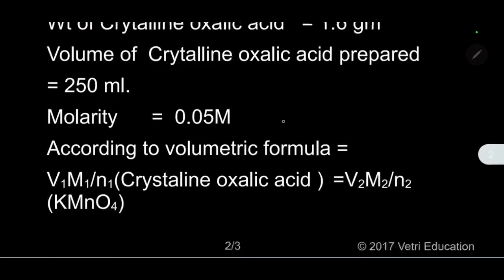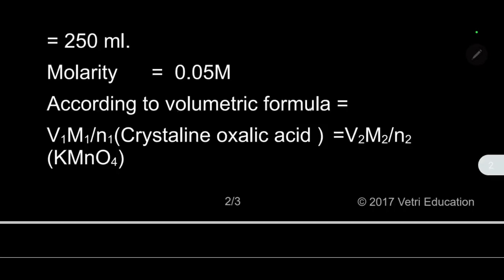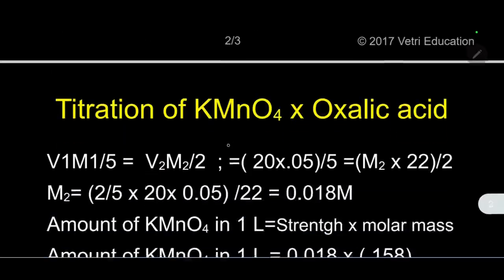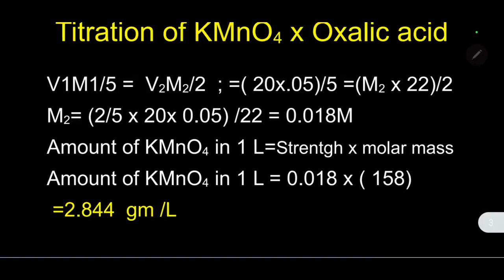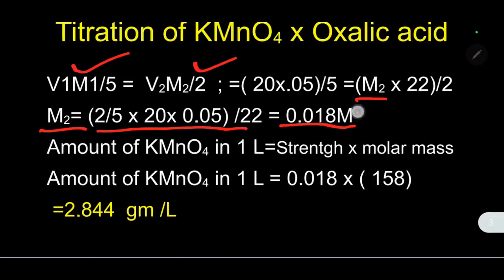Okay, right. So now according to the volumetric formula we have already seen, I will go for the calculation. In the calculation I have already written this. Kindly follow: 20 into 0.05 by 5 equals M2 into 22 by 2. From this I want to calculate the molarity. M2 is equal to, doing all the calculations, the final value I am getting is 0.018 molarity. Kindly follow. This is the molarity of potassium permanganate.